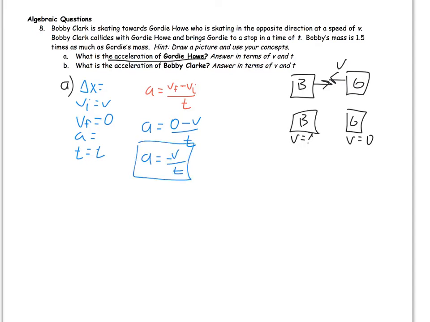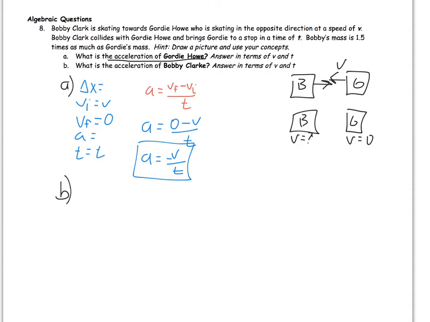Okay. If you had said v over t, that would be acceptable as well. Either one works in this case because I didn't specify magnitude of the acceleration. I just said what is the acceleration. Moving on to part B here. What is the acceleration of Bobby Clark?